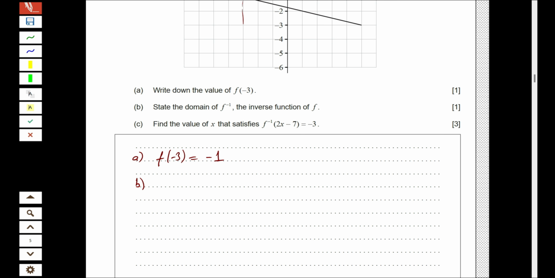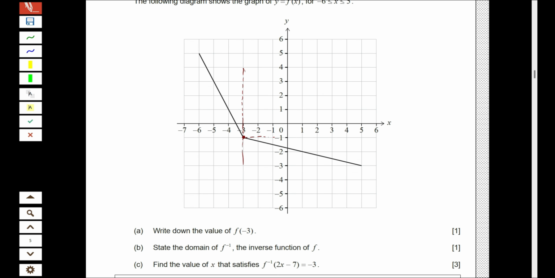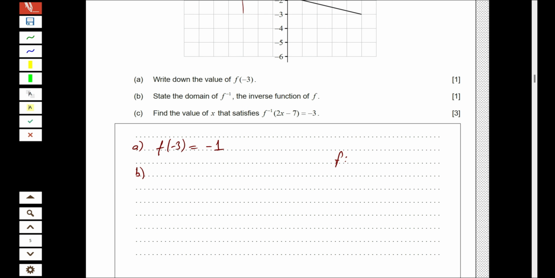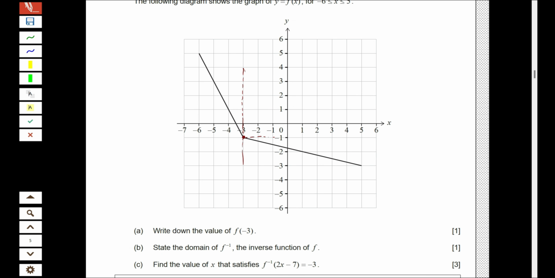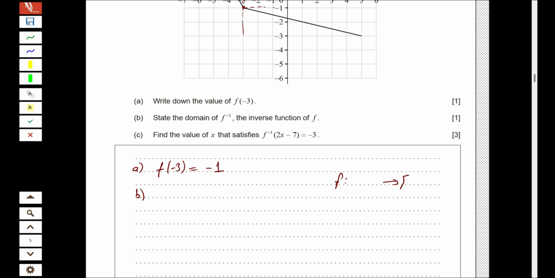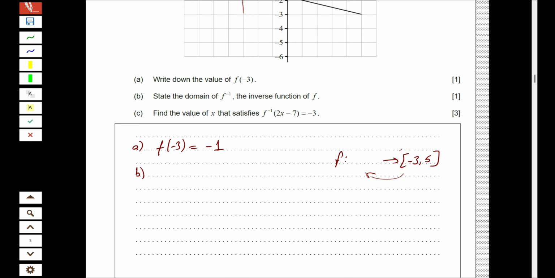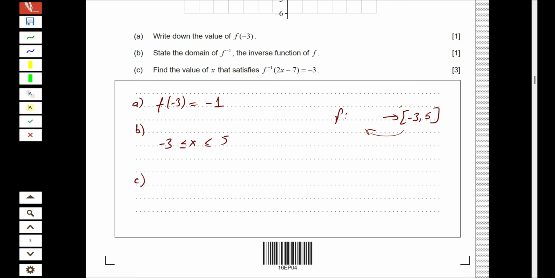At question B, state the domain of the inverse of f. I know that the range of f is between -3 and 5, right? So when you write the inverse of f, the range becomes the domain. So your domain is x between -3 and 5.